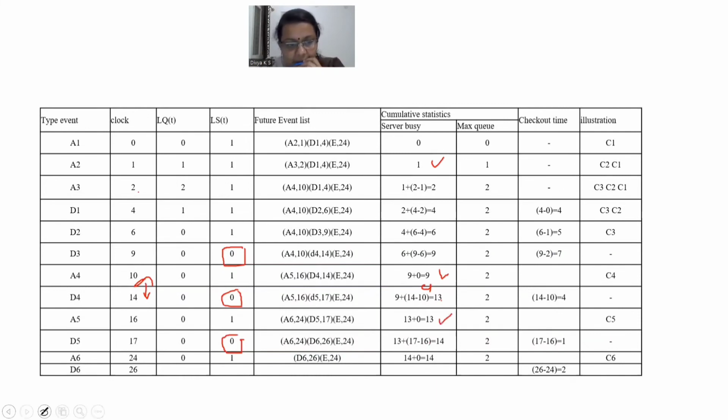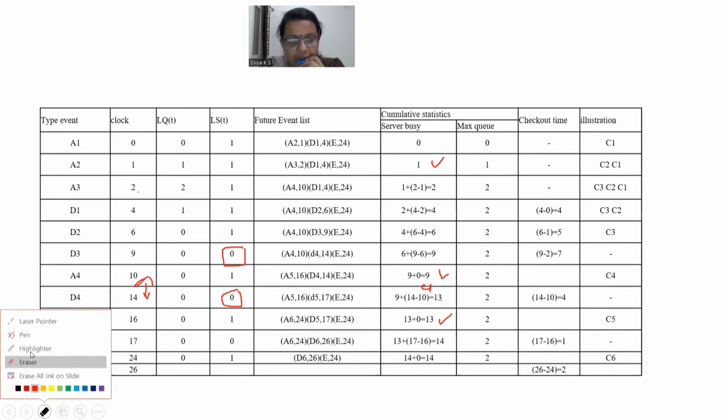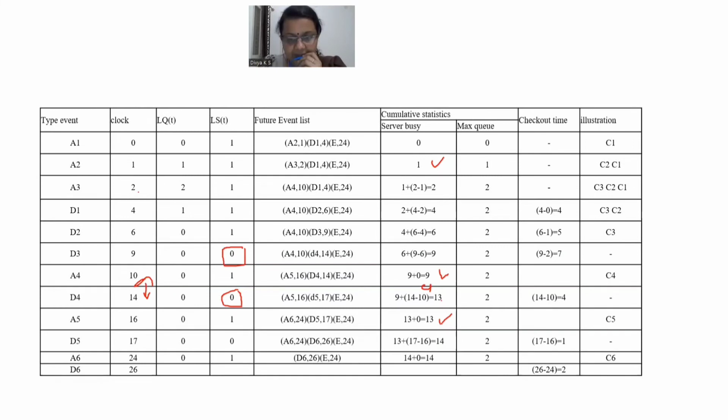So next value, what you have taken? See 13. Normally according to the formula of this algorithm, 13 plus, actually you have to take 17 minus 13 only. But we are not taking that. We are taking 17 minus 16. Okay, why? Because L of S equal to 0 and we are done with the previous value, and the next value calculation will be 13 plus the difference between these two clocks.